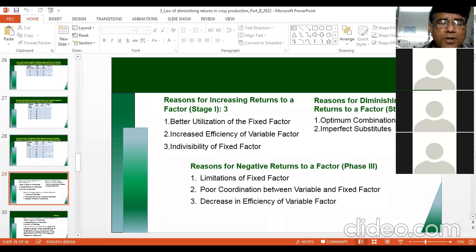Thank you. So reasons for increasing return in stage 1: better utilization of the fixed factor, increased efficiency of variable factor, and number 3rd one is indivisibility of fixed factor. Reasons for diminishing marginal return to factor in stage 2 are 2 reasons: optimum combination of factors and imperfect substitute. We will explain. Then 3rd stage, you get reasons for negative return. Why returns are negative? What are the reasons? The limitation of fixed factor is number 1.